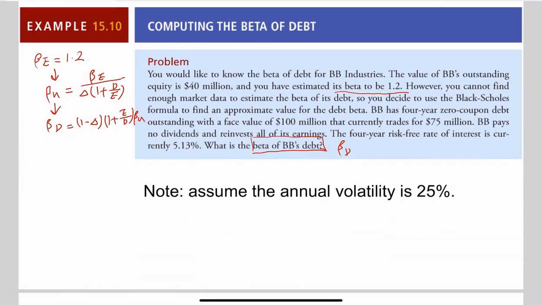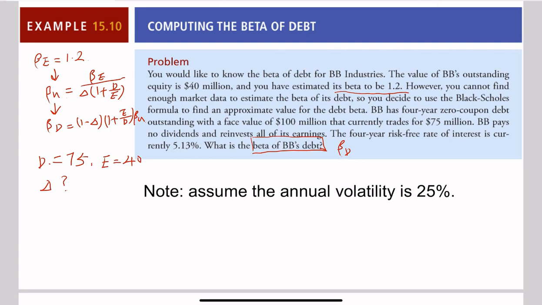So let's see what kind of data do we have here. What you can see here is we obviously have D and E, right? So D would be $75 million, and E, which is the market value of equity, would be 40, right? So the only question is, how do we find out this delta here? Well, now we have to use the result we have obtained in the last chapter. That is, we should consider the firm's equity as a call option on the firm's asset.